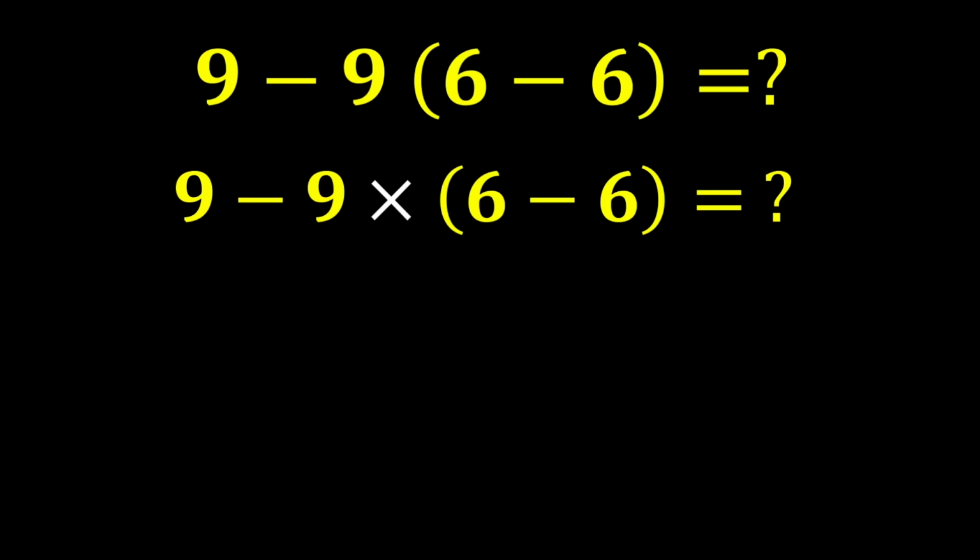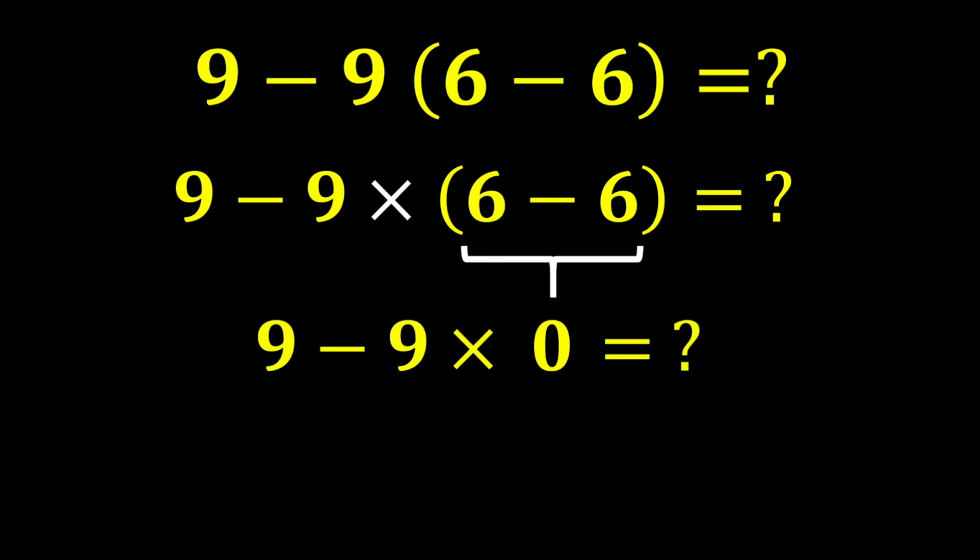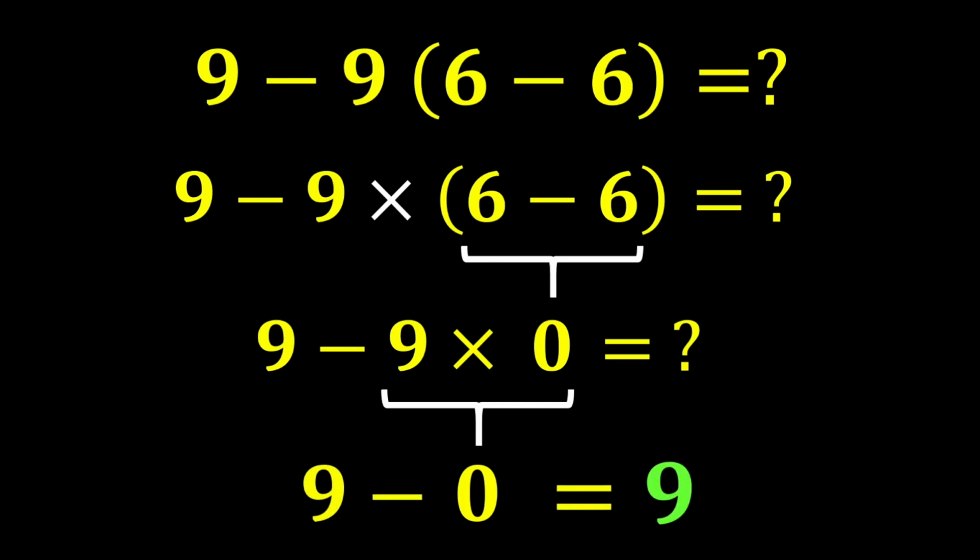According to PEMDAS, in this expression, we must first calculate the parentheses. 6 minus 6 equals 0, and the expression becomes 9 minus 9, multiplied by 0. Now, in this expression, there is one subtraction and one multiplication. According to PEMDAS, multiplication has a higher priority than subtraction, so we perform the multiplication first, and then we do the subtraction. 9 multiplied by 0 equals 0, and finally, 9 minus 0 equals 9, which is our correct final answer.